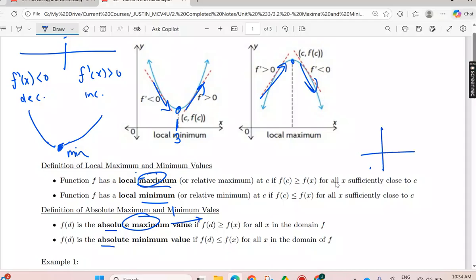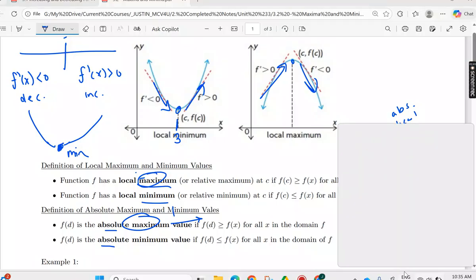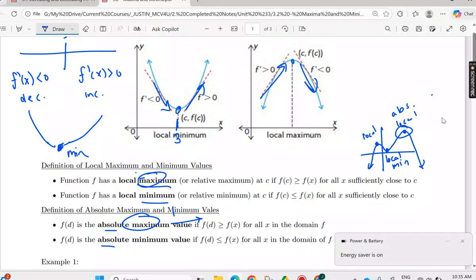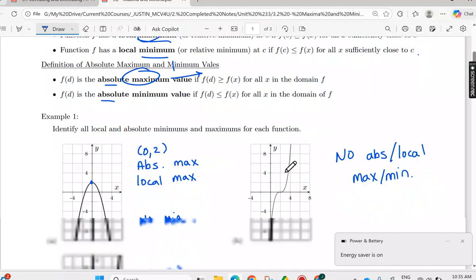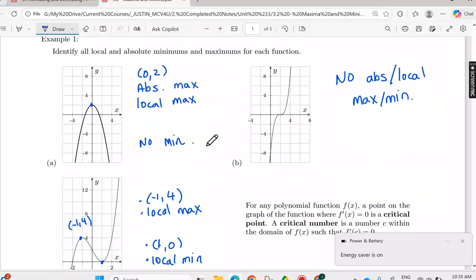Graphically, if I were to do something like this, this point and this point you can say are both local maximums. Local, local, okay? However, this point is also an absolute maximum. It's the highest point in the graph. And then you could say this is a local minimum. But there is, however, no absolute minimum because it goes on forever. So it's just one local minimum. That is pretty much the gist of this lesson.